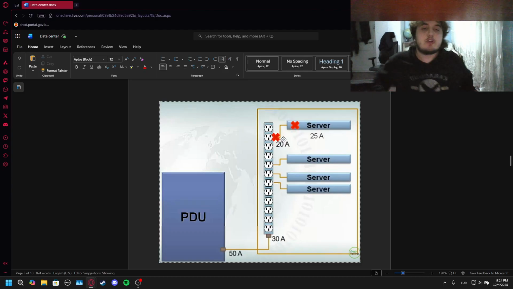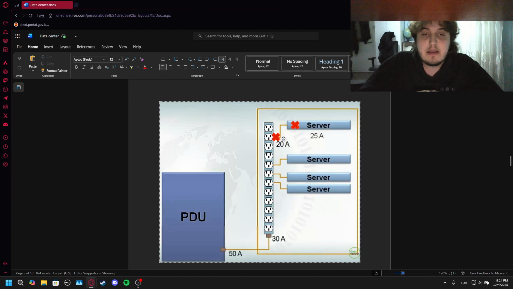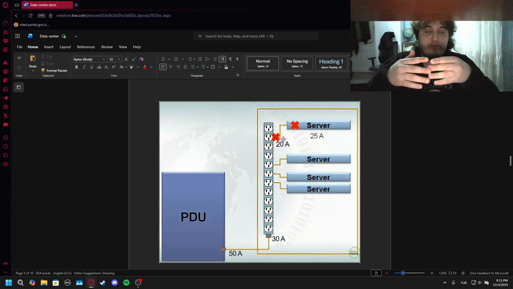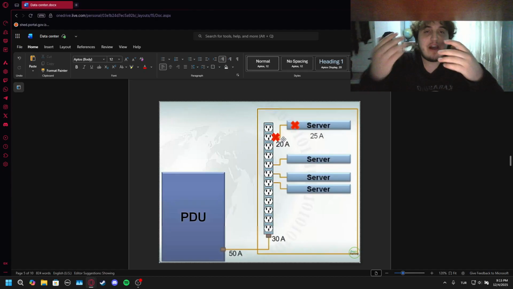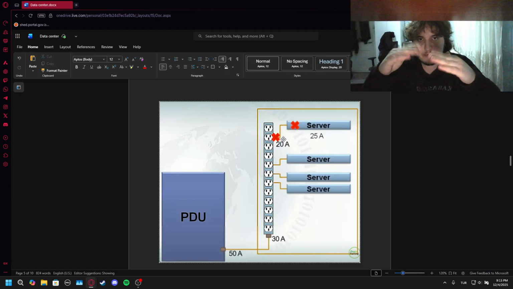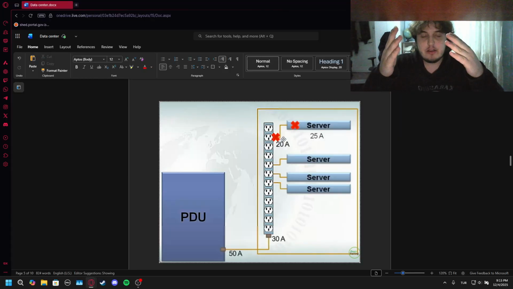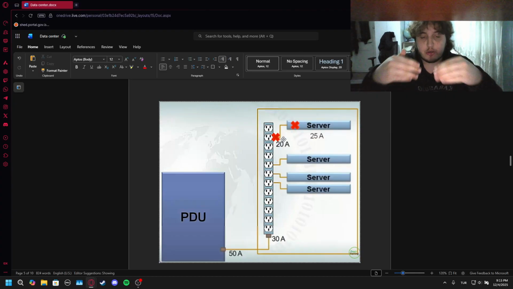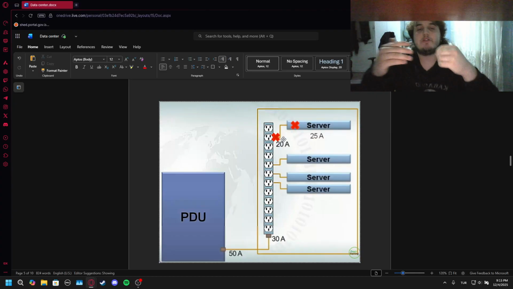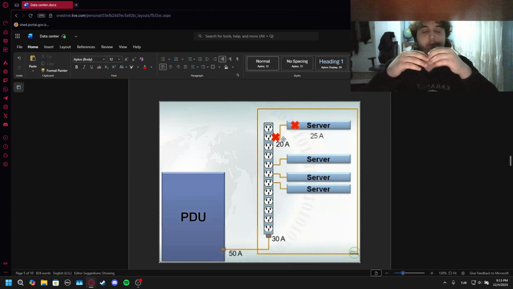Why is that? The server was pulling 25 amperes, and see the deal. We have a 20 amp circuit breaker. So the server will go off. And why is that? Because you're pulling 25 amps. It's above the circuit breaker limit. So what is the circuit breaker going to do? It's going to open itself so the server doesn't fry because you're sending too many amps to the server, and it's going to fry itself.